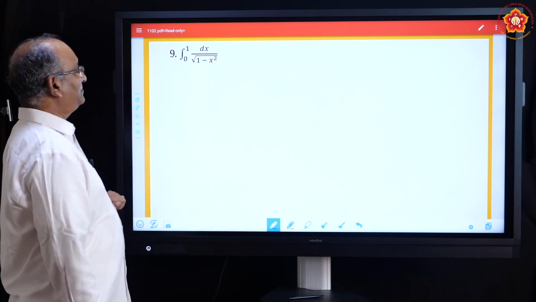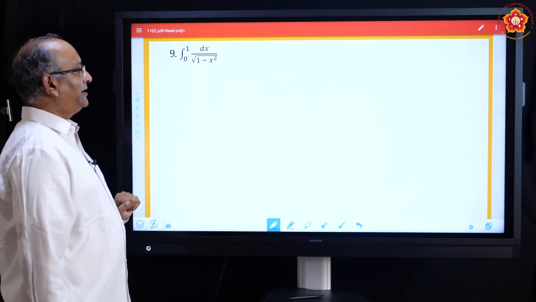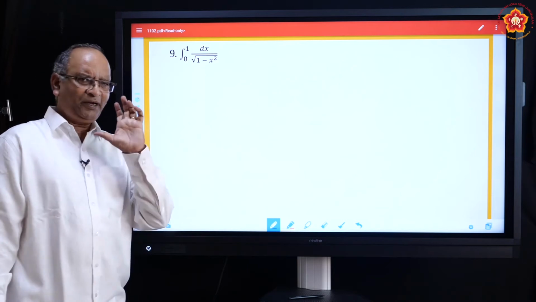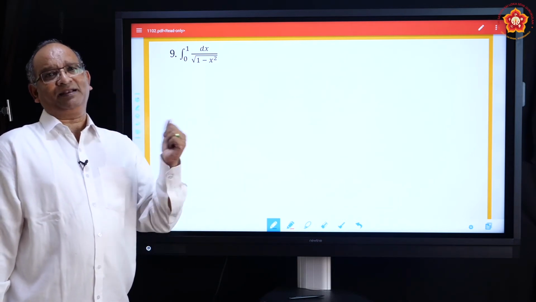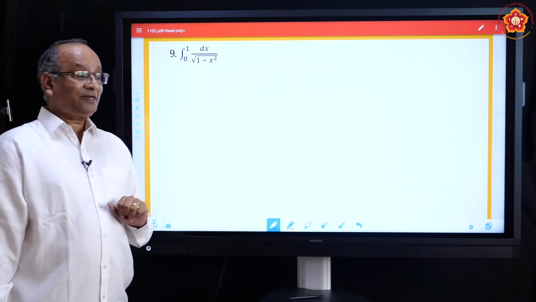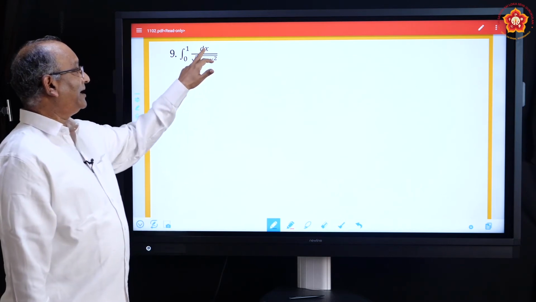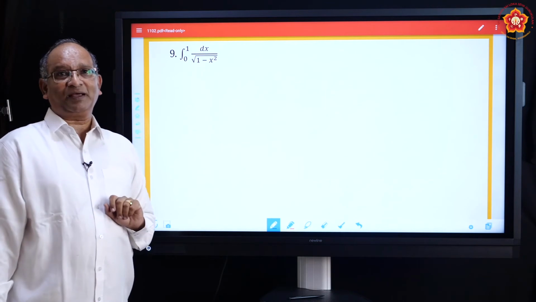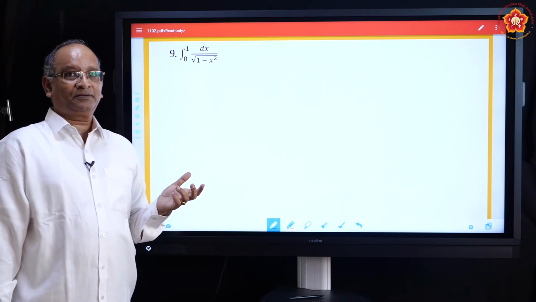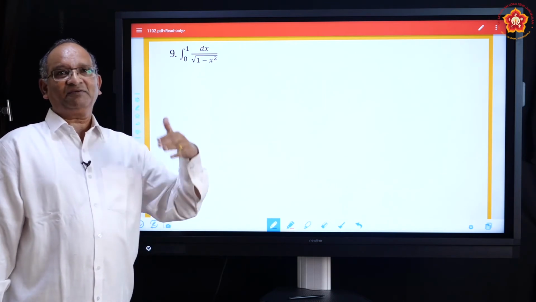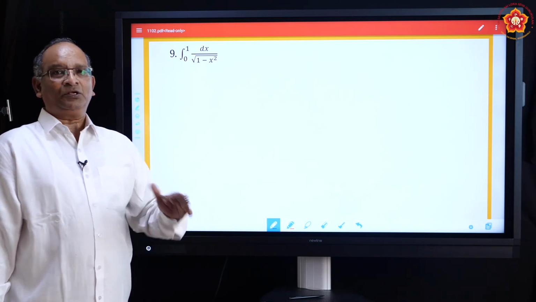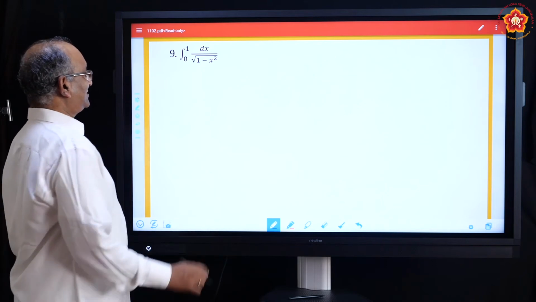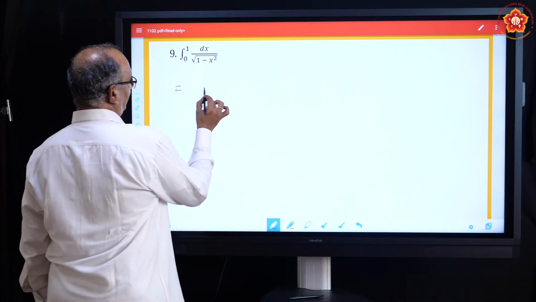This is our problem. Dx upon under root of 1 minus x square. The moment you look at the problem only, you should be able to recollect the integral. Can you recollect what is the integral of dx upon under root of 1 minus x square? Yes, the derivative of sin inverse x is 1 upon under root of 1 minus x square. So the integral of this is nothing but sin inverse x.